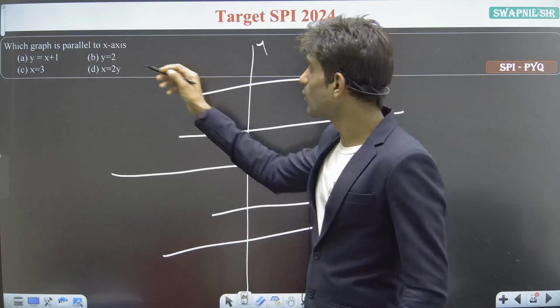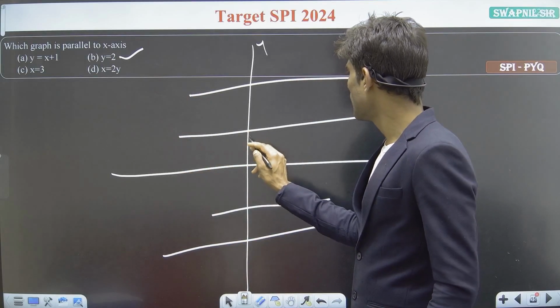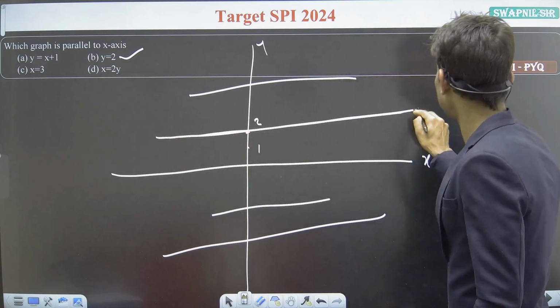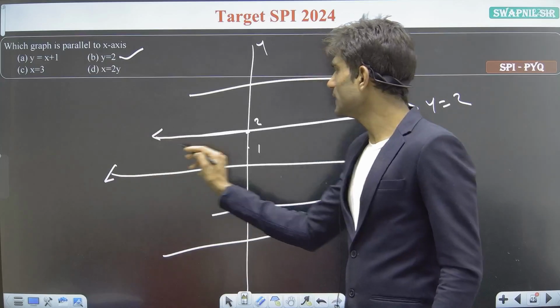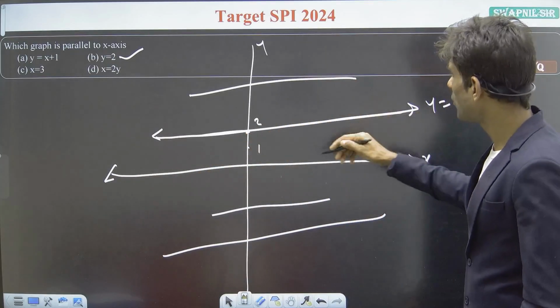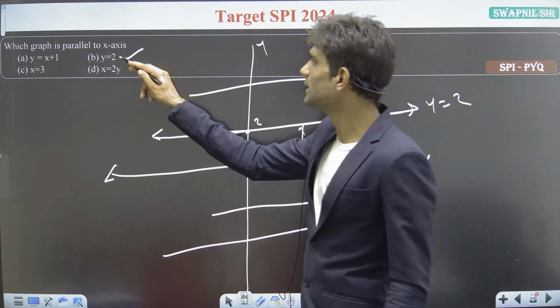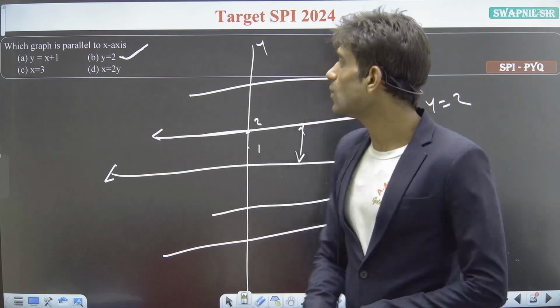Now if I plot y equal to 2, this one is 1 and this one is 2. So we see this line, y equal to 2, and this one is the x-axis. Obviously these two lines are parallel to each other. So our option B gives us the line which is parallel to the x-axis.